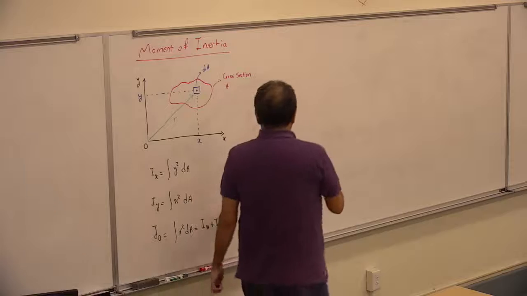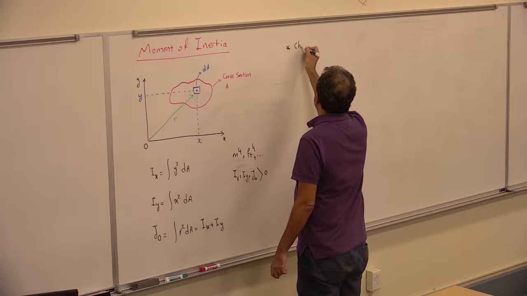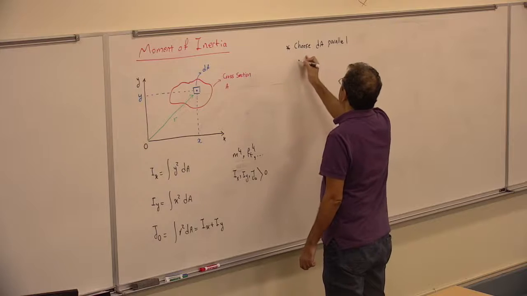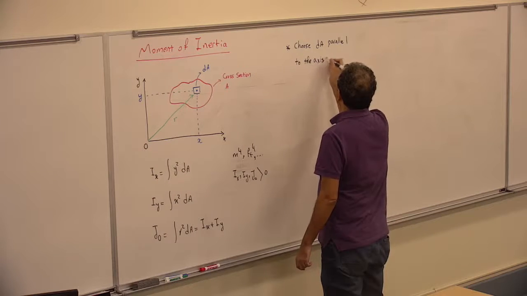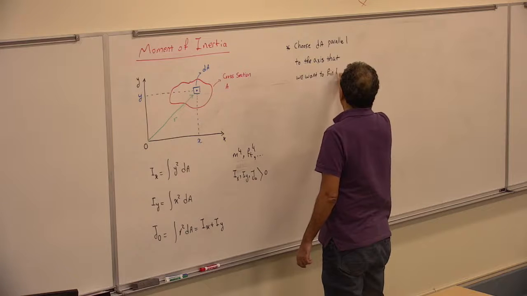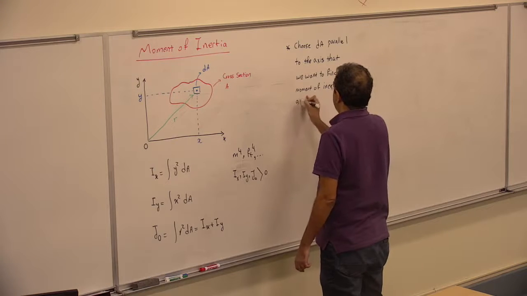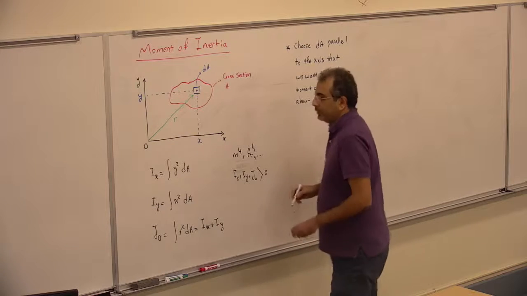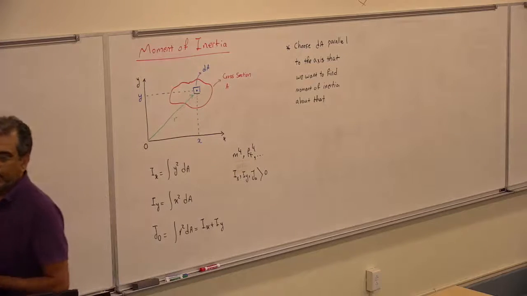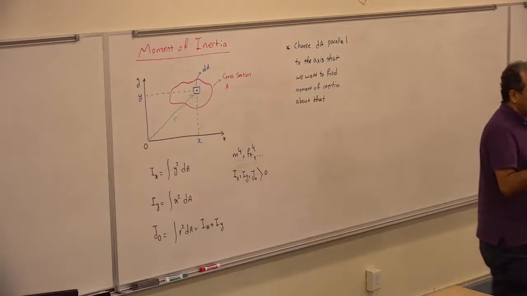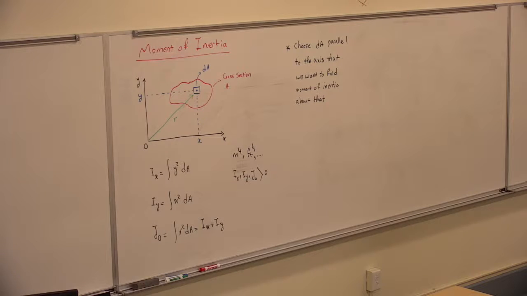So that's the point: choose dA parallel to the axis that we want to find the moment of inertia about. So if I want to find moment of inertia about x, my dA should be parallel to the x. If I want to find the moment of inertia about y, my dA should be parallel to the y. That's very important. Got it? Okay.